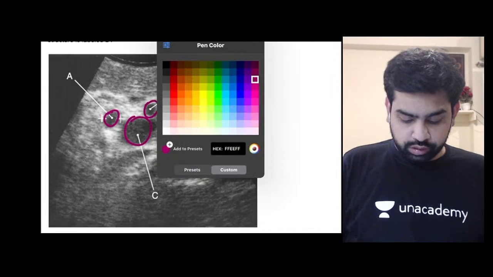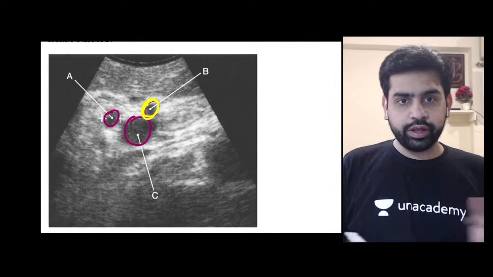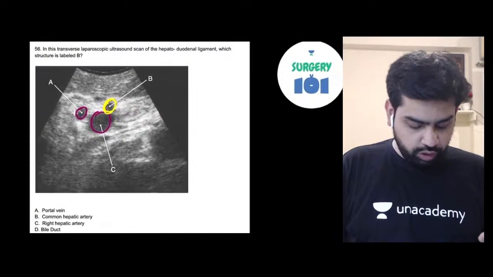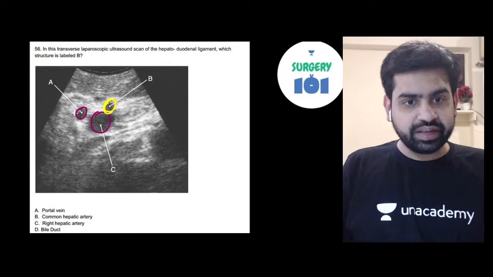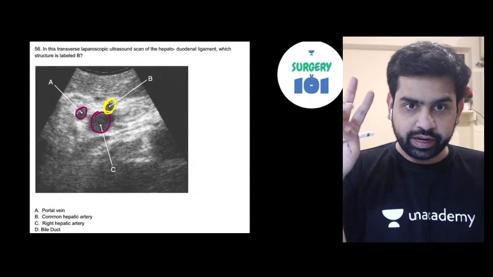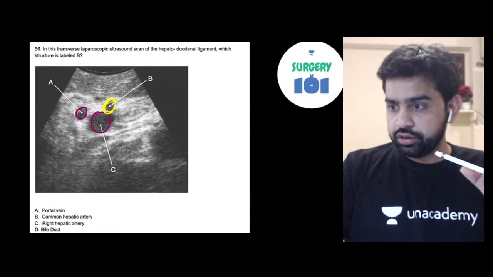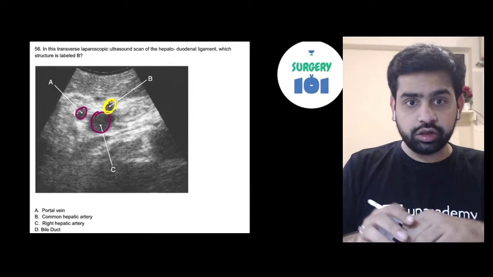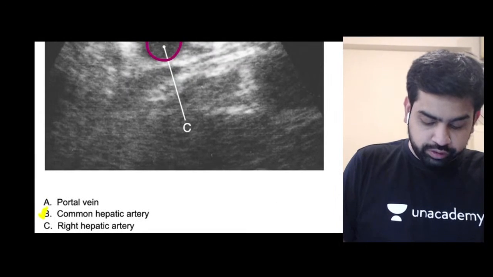So what I'm trying to ask you is that what does this B stand for? Can you please let me know, guys? Does it denote the portal vein, your common hepatic artery, a right hepatic artery, or the bile duct? So what is denoted by the symbol B over here, guys? Now, if you say that the answer to this particular question is B, that is a common hepatic artery, you're absolutely correct.